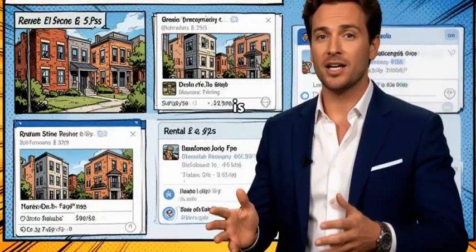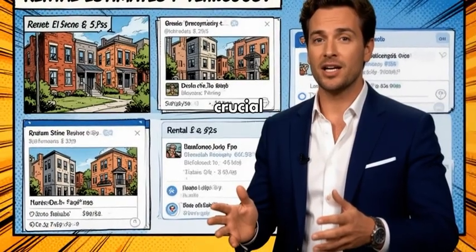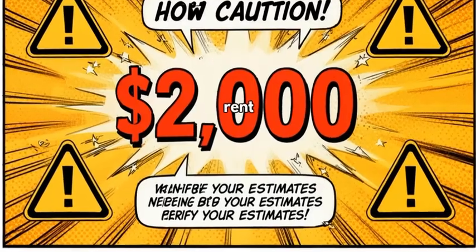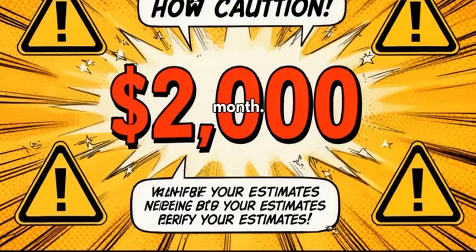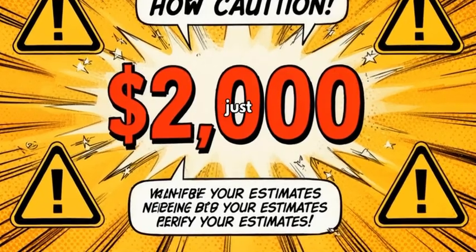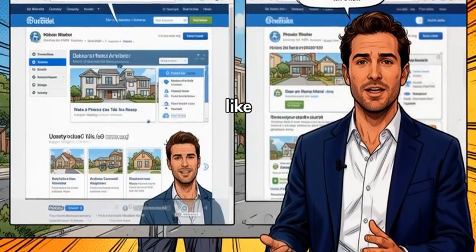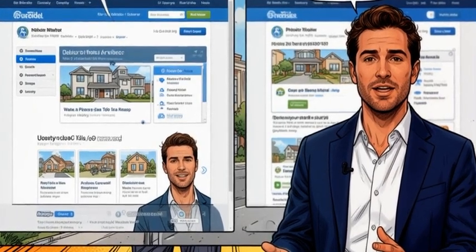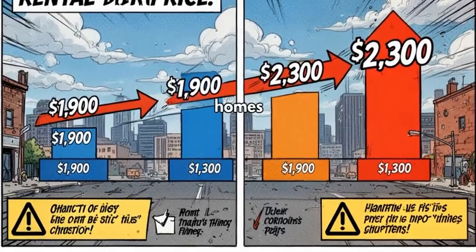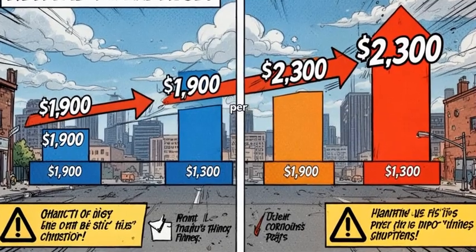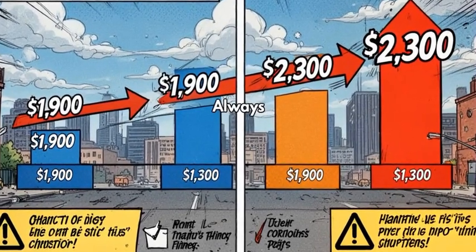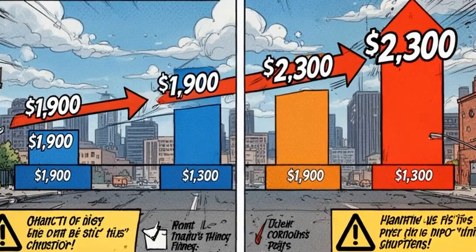The second step is estimating potential rent, and it's crucial that this estimation is realistic. Let's say the market rent is around $2,000 per month. But remember, don't just guess. Check resources like Zillow rental comparisons, Facebook Marketplace, and local listings. If you find similar homes renting for $1,900 per month, do not assume you can charge $2,300. Always be conservative in your estimates.